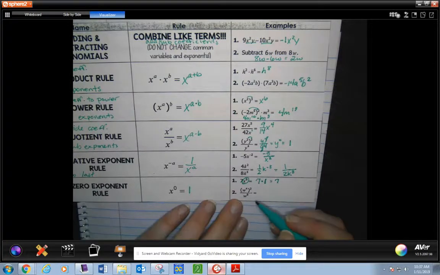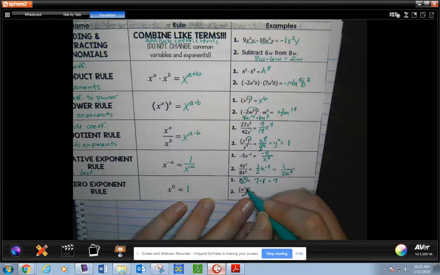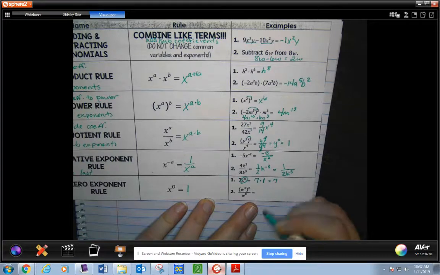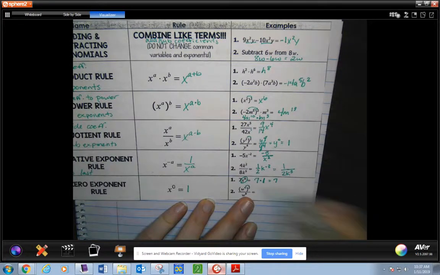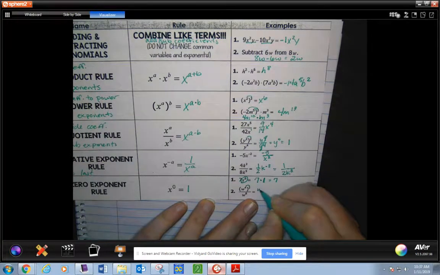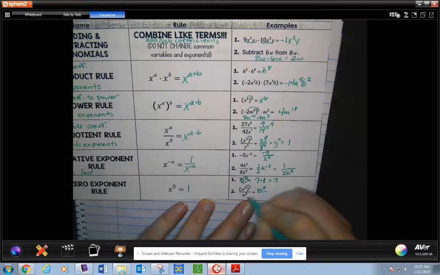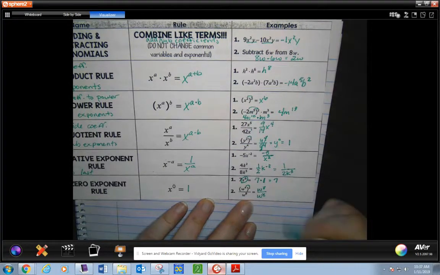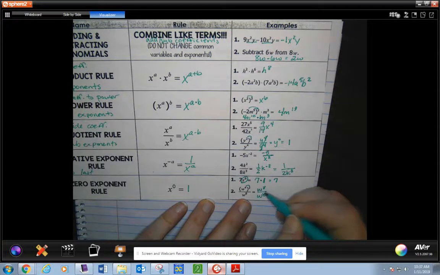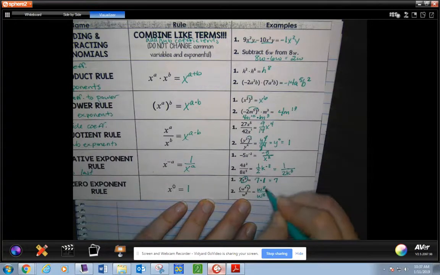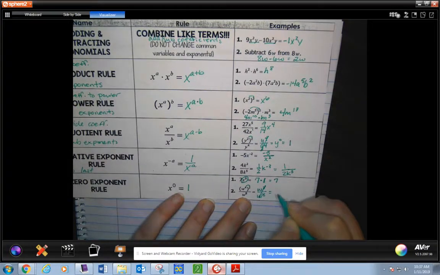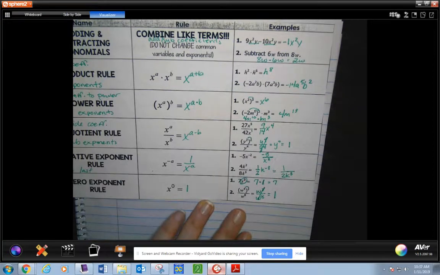For number 2, I have w to the 4th squared over w to the 8th. First thing I'm going to do is take care of the power rule. I don't have coefficients, so I'm just going to multiply, and I get w to the 8th over w to the 8th. And this is very similar to how we did example 2 right here. 8 minus 8 gives me 0, and anything to the 0 power is just 1.